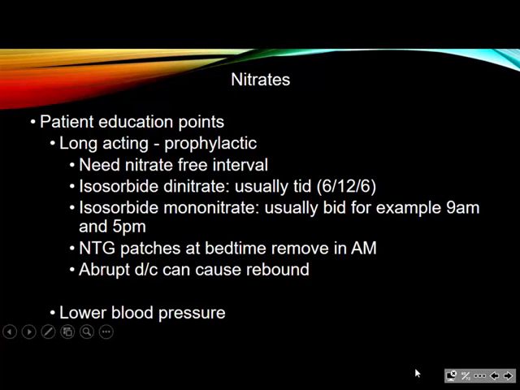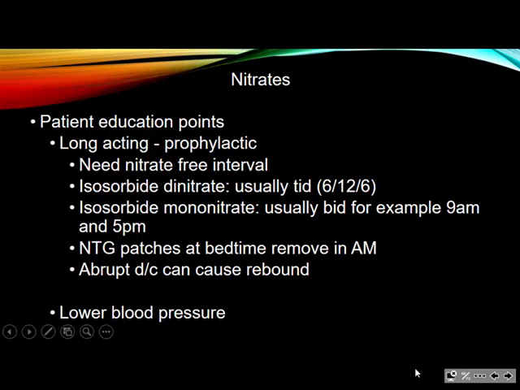And then to kind of tie in your lecture that you just had, for the long-acting preparations, this is how to prophylactically prevent that vasospasm or the variant Prinzmetal's angina. They need to have a nitrate-free interval. So one of the ways that we'll do this with the dinitrate or mononitrate formulations is to really pay attention to when we're telling the patients to take those. So for the dinitrate, we'll tell them to take it at 6, 12, and 6, so they have that 12-hour free interval. And for the mononitrate, we'll tell them to take it at 9 a.m.